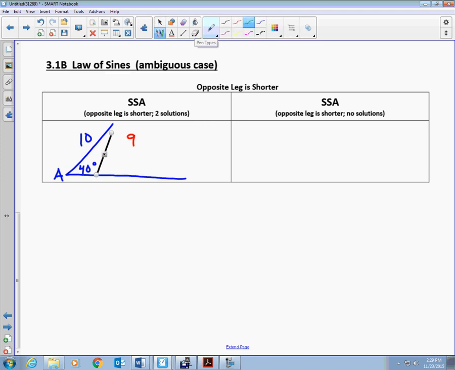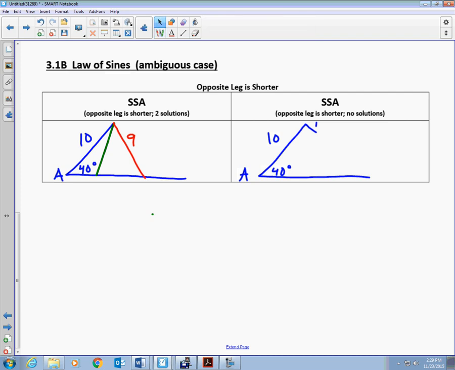So you can see that this gives you one of the solutions, and then your other triangle will give you another solution. Both of these lengths are 9, and therefore you have two solutions. Here's another situation. You could set up a side-side-angle just like we have, where A is 40. This side we'll call 10, and this side we'll call 1. That's a no solution. Anybody know why?